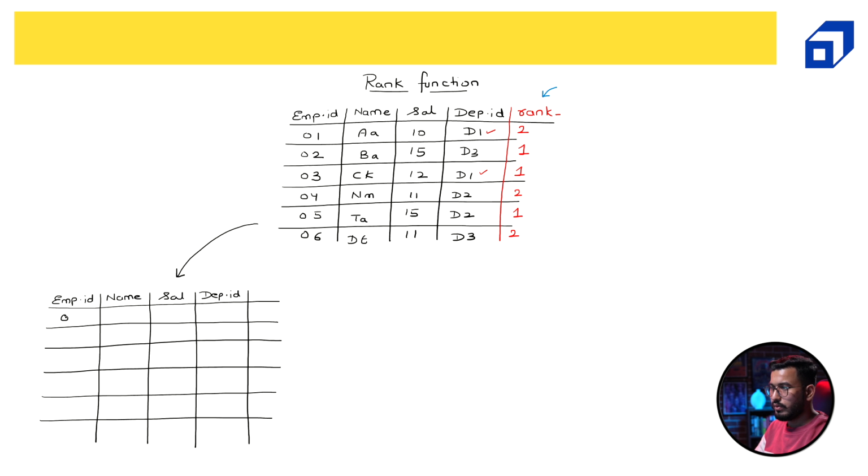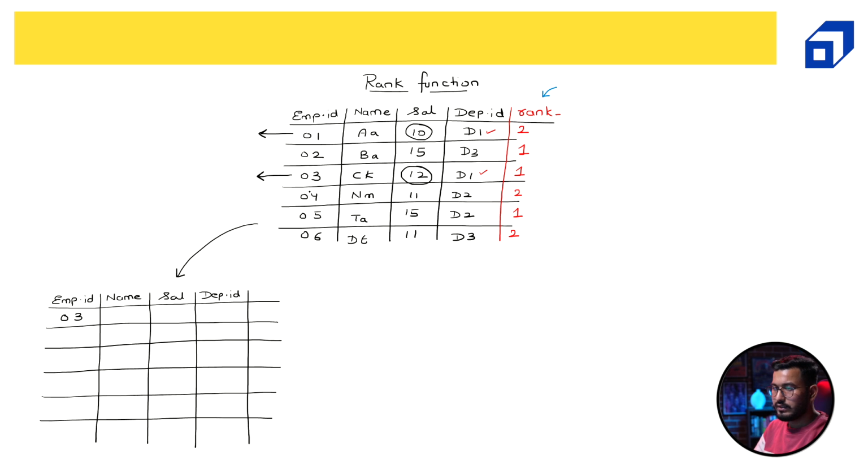So 0, 0, 3. The reason I am putting employee 03 as the first record is because among these two employees who are working in department number 1, this person has a salary of 12 while this one has a salary of 10. Since I have to make sure that within each window my data is ordered according to the salary in descending order, I will place employee number 03 at my first row, followed by 01 in my second row.